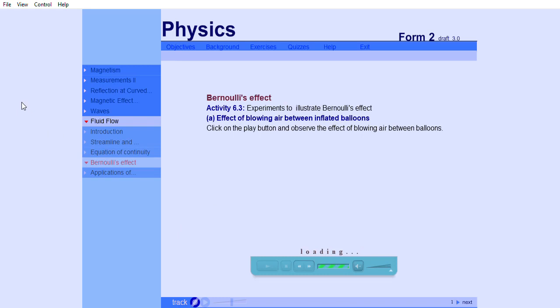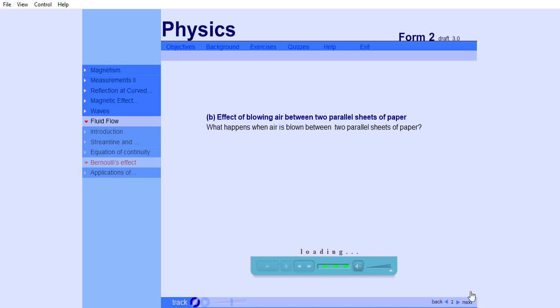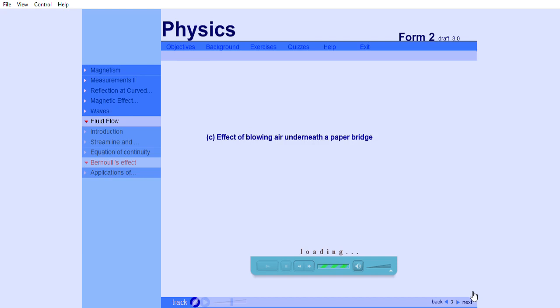Bernoulli's effect. Activity 6.3. Experiments to illustrate Bernoulli's effect. Effect of blowing air between inflated balloons. Click on the play button and observe the effect of blowing air between balloons. Effect of blowing air between two parallel sheets of paper. What happens when air is blown between two parallel sheets of paper? Effect of blowing air underneath a paper bridge.